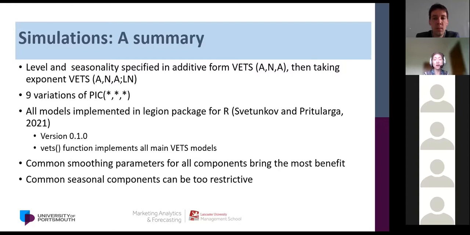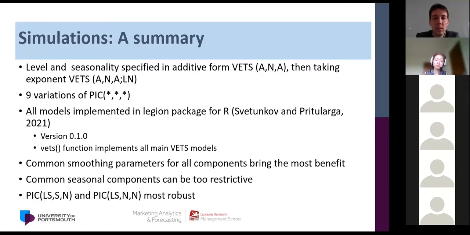For example, common seasonal components part can become too restrictive, and this became very apparent in the simulation results, especially when the underlying data generating processes are very different. The performance was very poor. So common seasonal components were not robust against model specification in that sense.